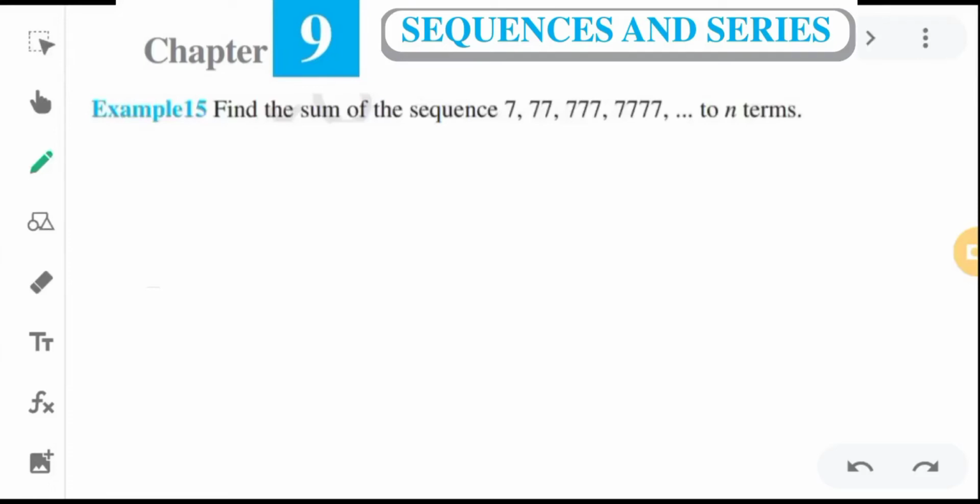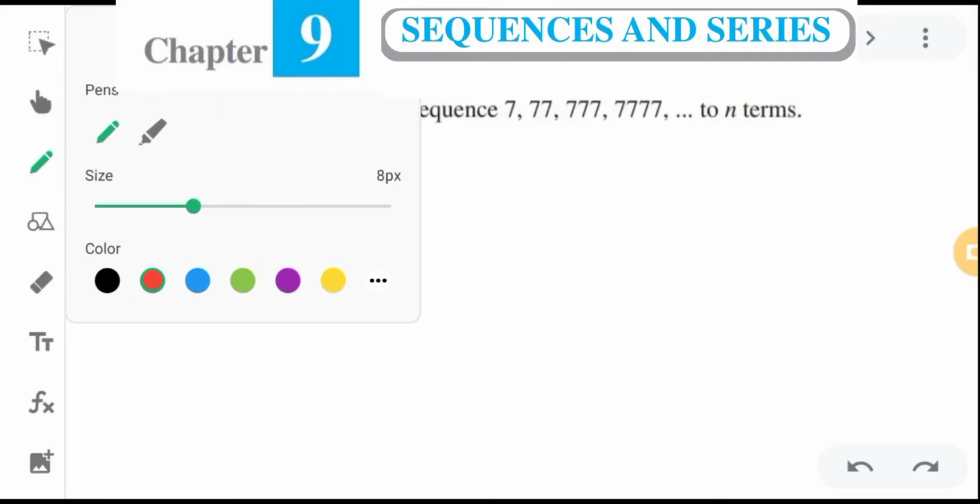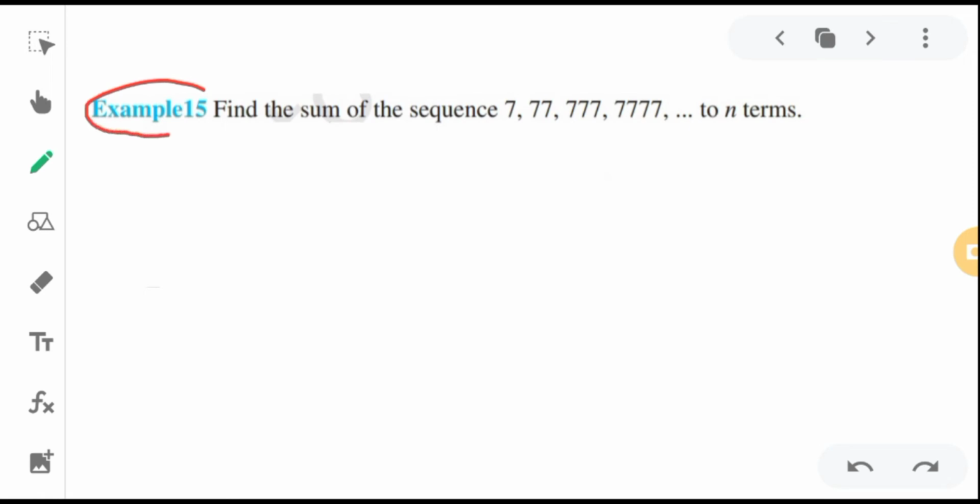Students, in this video we will discuss this question. Example 15 of Sequence and Series chapter, Class 11th. Find the sum of this sequence. We have to find the sum of this sequence.